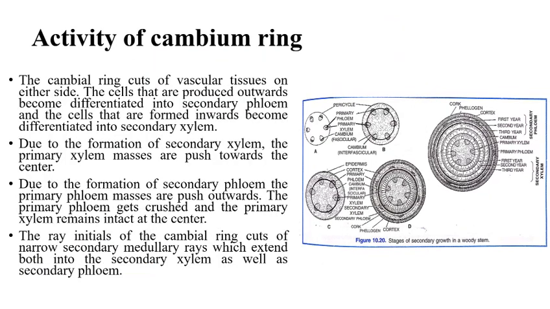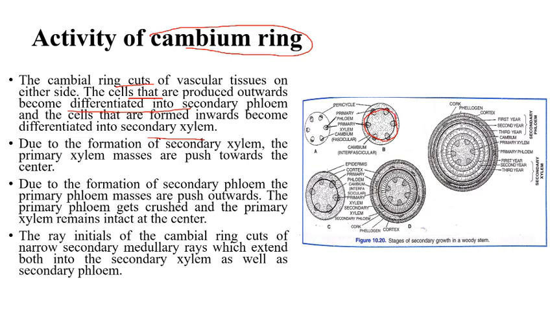Next step, activity of cambium ring. After the formation of cambium ring, what type of activity do they show? The cambium ring cuts or divides vascular tissues on either side. The cells that are produced outward become differentiated into secondary phloem, and the cells that are formed inward become differentiated into secondary xylem. That means here it is the cambium ring.